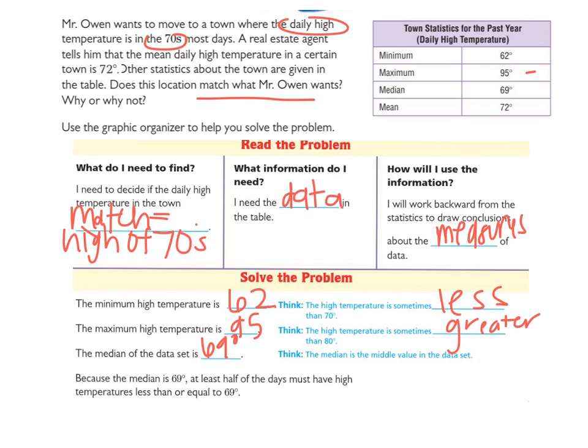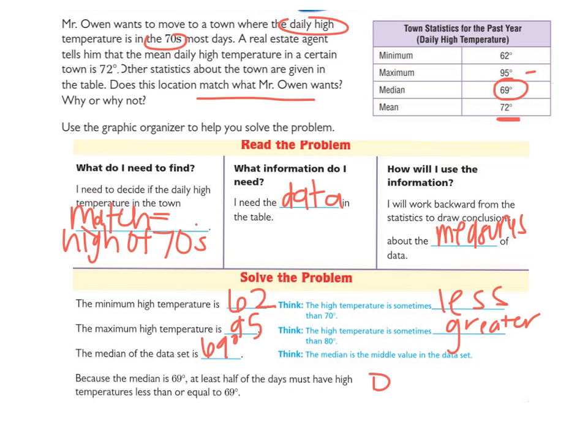Okay? The median is the middle value of the data set. Because the median is 69, at least half of those days must have high temperatures less than or equal to 69 degrees. So it sounds like most of the time it is 69 degrees. And the mean is showing 72 because it had an outlier of 95 degrees, but this is actually, the real estate agent, it doesn't really match.